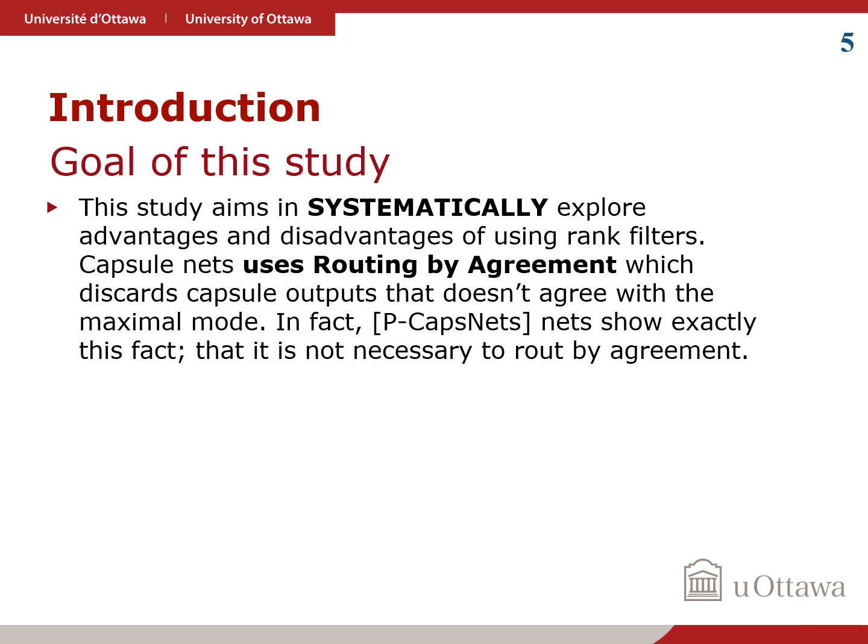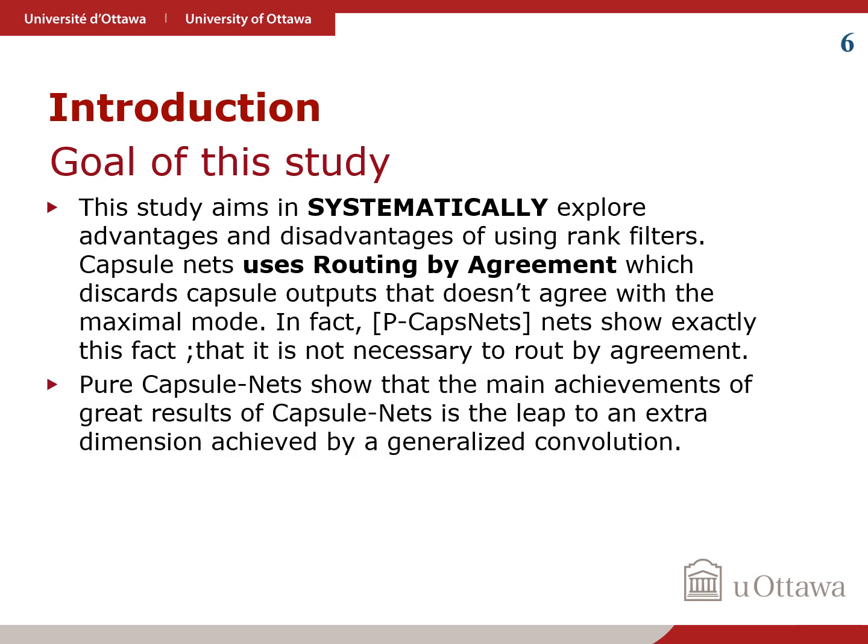Okay, the intuition here is very similar to the one that motivated the use of max pooling, where we pass the maximum value of a small region. So both discard information. Remember the article that proposed simplicity by not using max pooling? Well, there is one that proposes the same for capsule networks. It's called Pure Capsule Networks by Chen and others, introduced in the article entitled Capsule Networks Without Routing Procedures. Their team actually showed that the main achievement of the great results of capsule networks is the leap to an extra dimension achieved by a generalized convolution.